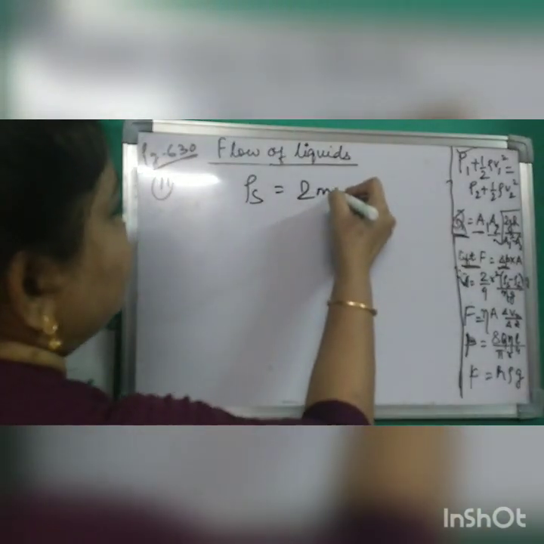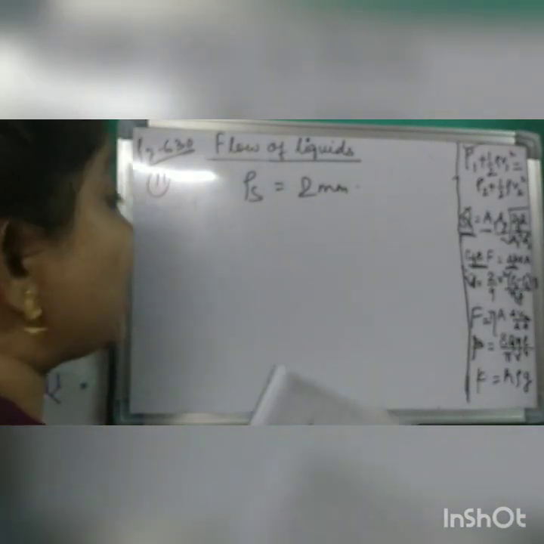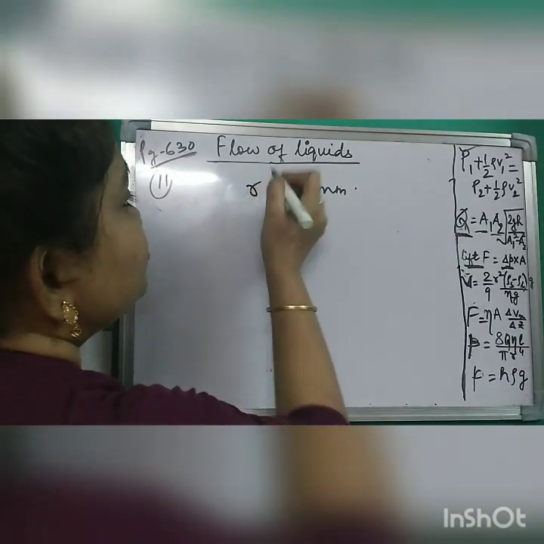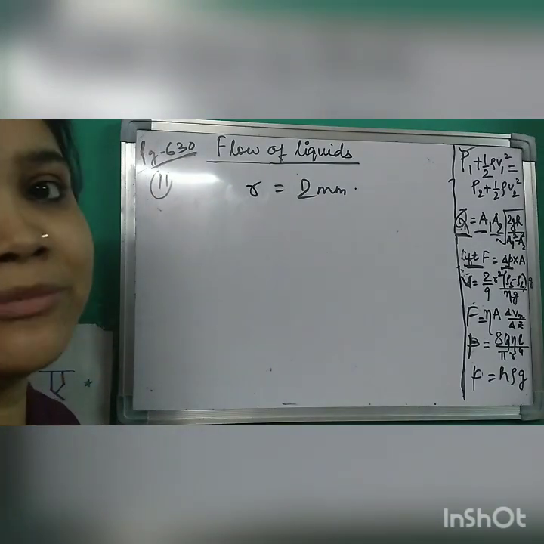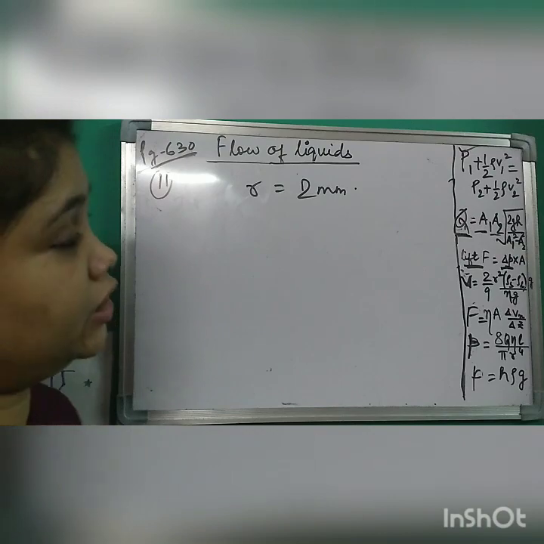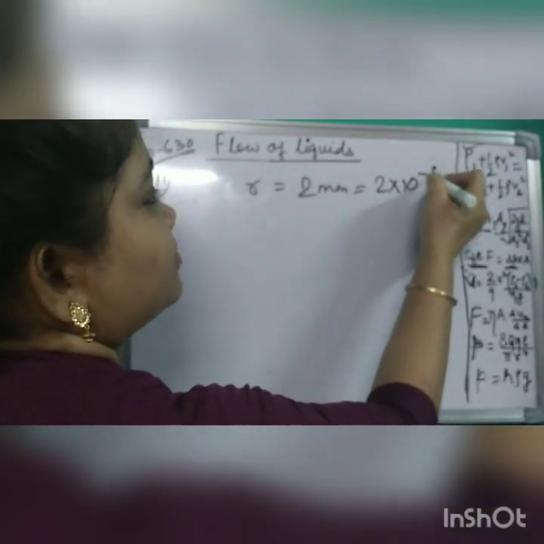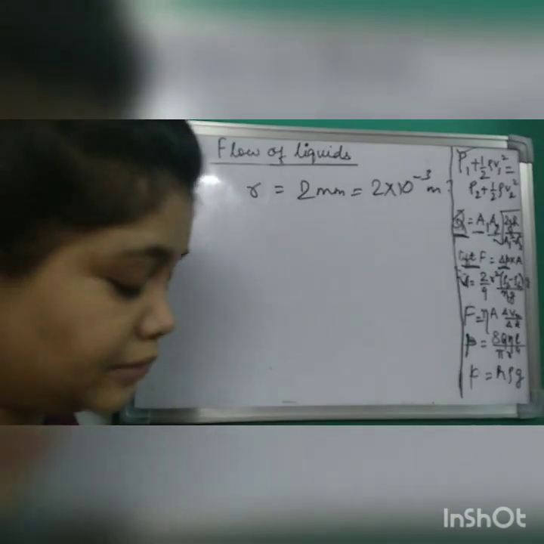Sorry, not rho s, r. The r of steel is given as 2 millimeter. Now millimeter is obviously not the SI unit of radius, so what we have to do is convert into meter, which is 2 into 10 to the power minus 3 meter. Next, what will be the terminal velocity of a steel ball of radius 2 millimeter in glycerin?